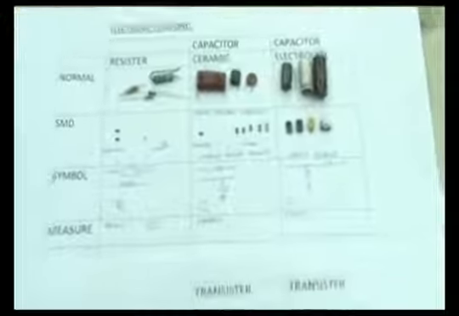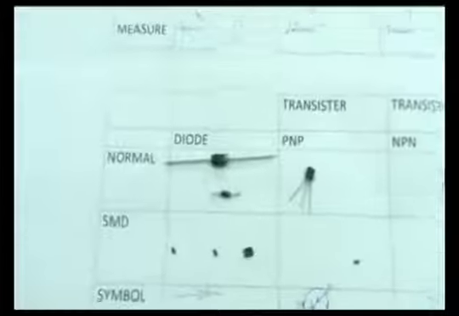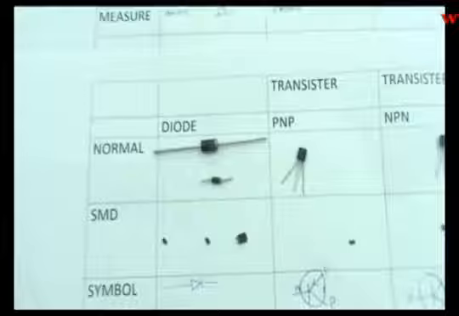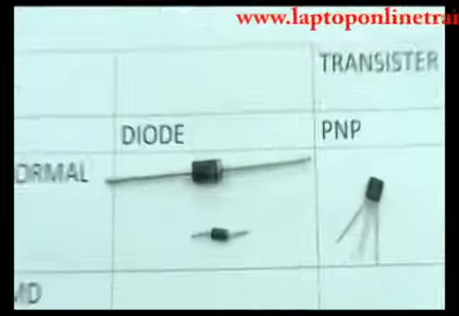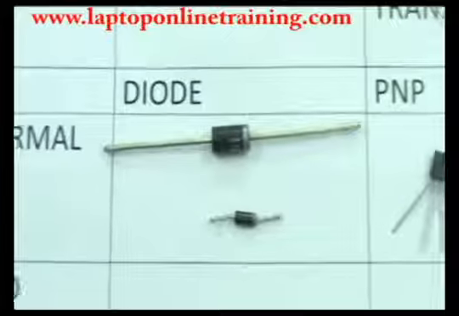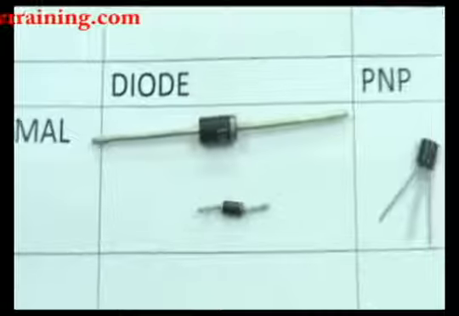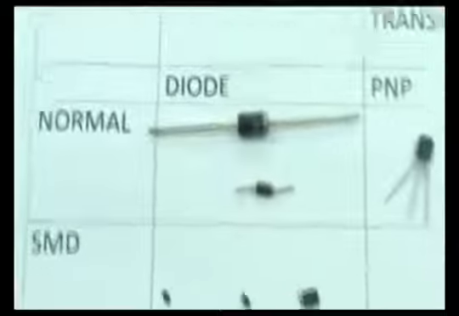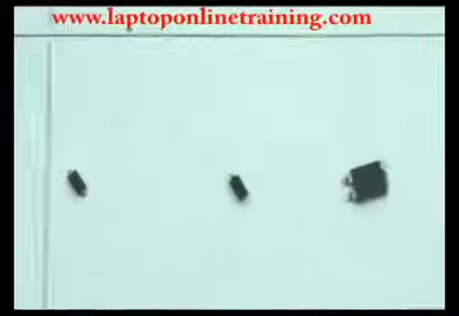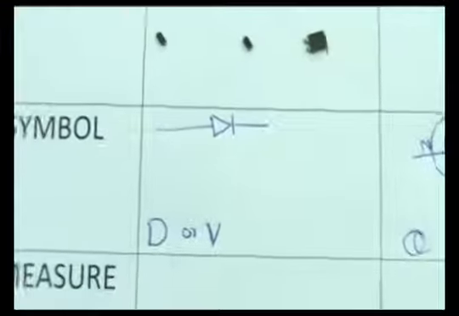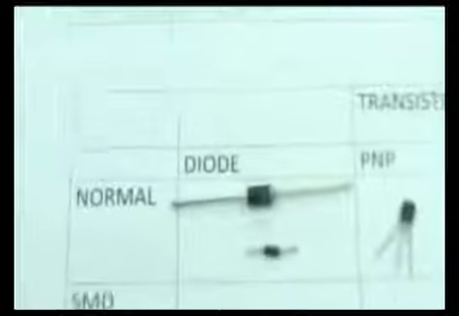Okay, now we will go on to the diode. This is a diode. You can see the normal diode will be like this. It is used for one-way direction or rectification. In SMD you can see a very small diode. These are the SMD diodes. Its symbol will be like this, and it is indicated by D or V. Okay, these are the diodes.